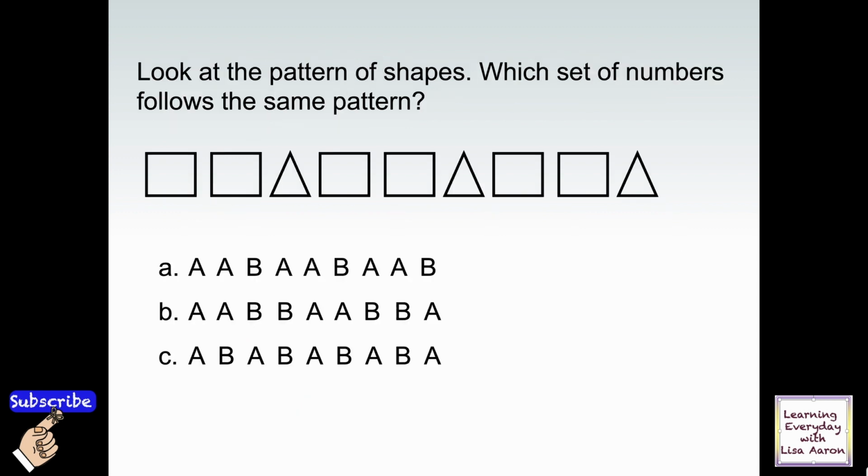Okay, look at the pattern of shapes. Which set of numbers follows the same pattern? You gotta go square, square, triangle, square, square, triangle, square, square, triangle. Now if you would do it, it would be AAB, AAB, AAB. Which one is right? A. Do you see how that works?